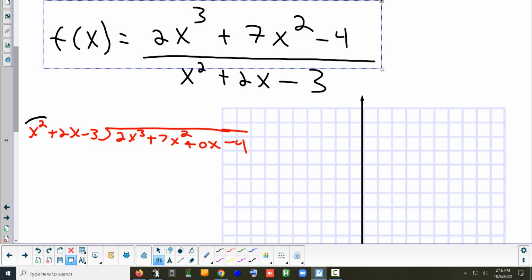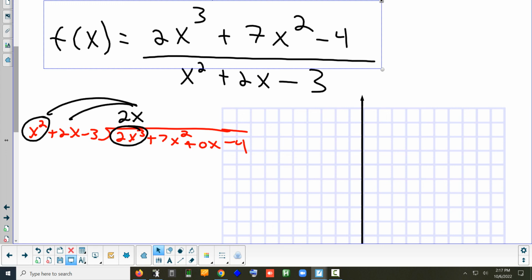Okay. So let's start by dividing x squared into 2x cubed. Ryan, what do you get if you divide x squared into 2x cubed? 2x. Yep, 2x. Multiply it back out. That's going to give me 2x cubed. 2x times 2x is how much, Curtis? 4x squared. Good. 4x squared. Dominic, what's 2x times negative 3?